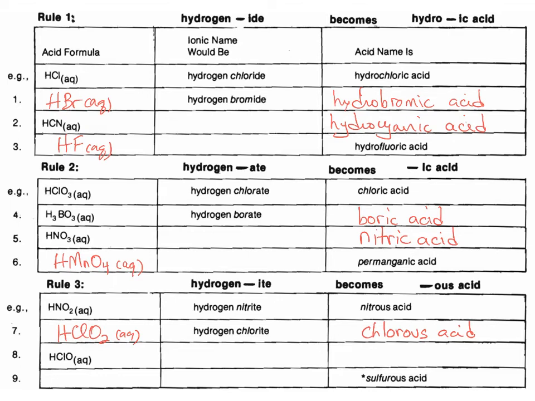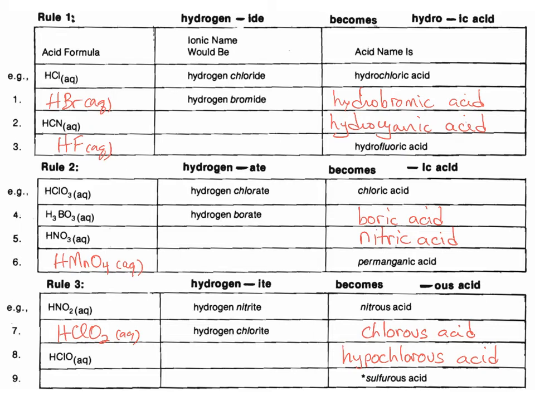HClO, that's the hypochlorite ion, so the acid's name, hypochlorous acid. Again, we're not using the prefix hydro because these are oxy-acids. Hydro is used only for binary acids.